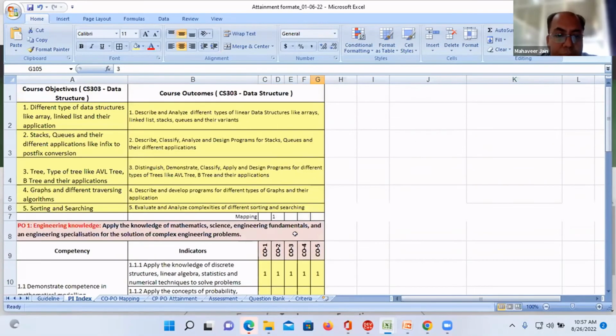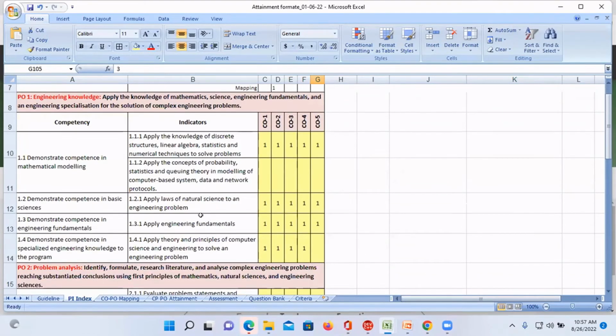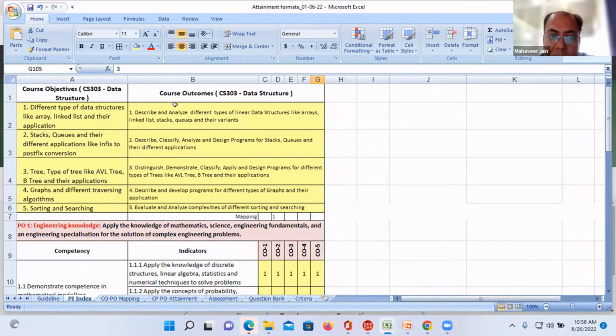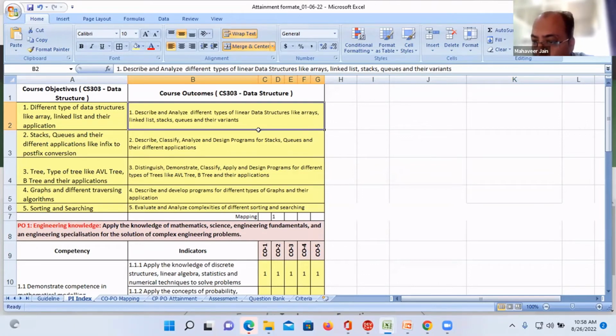The first thing is that these POs and the performance indicators are given by the NBA. It is not decided by me. I have just put them here, along with the program outcomes, in this Excel sheet. Before that, I have put my COs. My first CO is: describe and analyze different types of linear data structures like arrays, linked lists, stacks, queues, and their variants. The subject that I am teaching, so this is the first outcome.